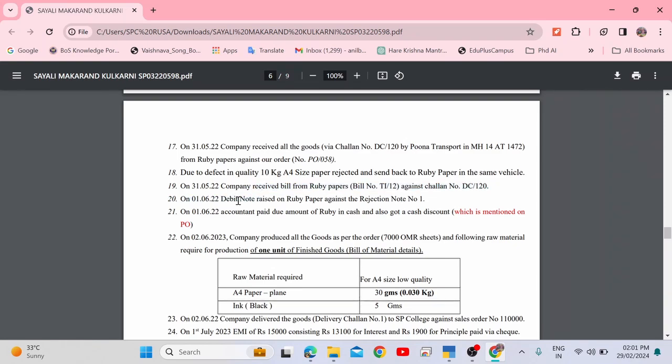If you reject and send it back, then in that case we raise the debit note. If someone rejects, then you get the credit note. You raise the credit note, correct? And then that party uses the debit note, correct? So here in this case, you have raised the debit note on Ruby Paper.